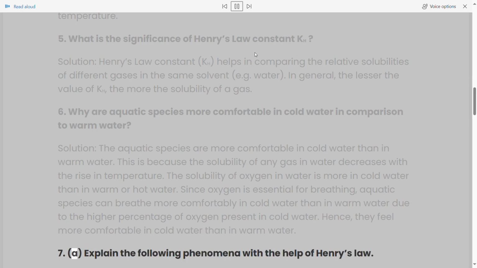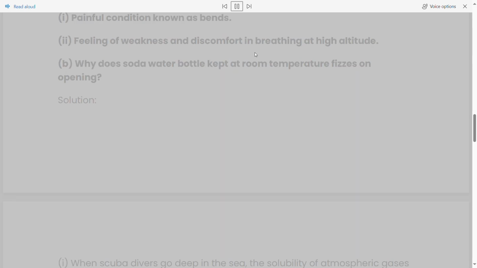7a. Explain the following phenomena with the help of Henry's law. 1. Painful condition known as bends. 2. Feeling of weakness and discomfort in breathing at high altitude. B. Why does a soda water bottle kept at room temperature fizz on opening? Solution.